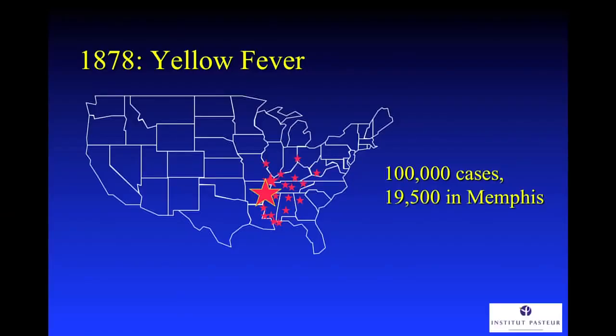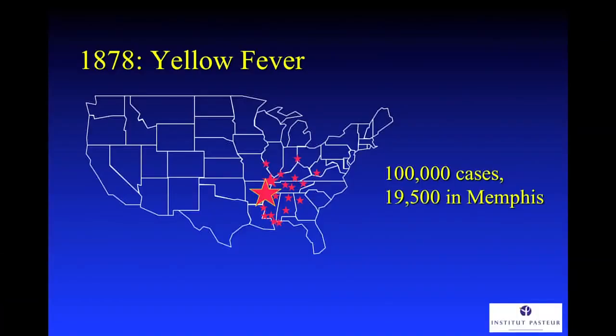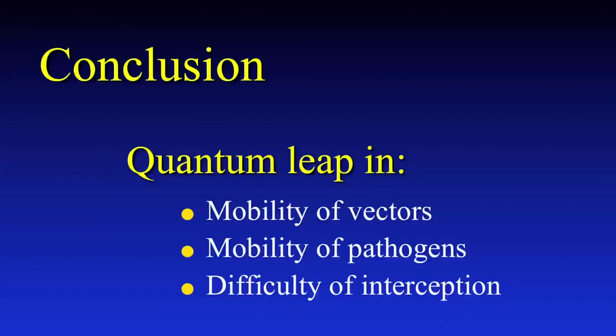The 1878 yellow fever epidemic, which was one of many epidemics in the United States, affected, as you see, 19,500 in Memphis, Tennessee alone. The authorities in some places, in Indiana, etc., because the virus had spread as far as there, wanted essentially the city to be bulldozed, to be eliminated because of yellow fever. And as you see, 100,000 cases. So basically, what I'm saying is that there has been a quantum leap in the mobility of vectors, the mobility of pathogens, and the difficulty of intercepting them.